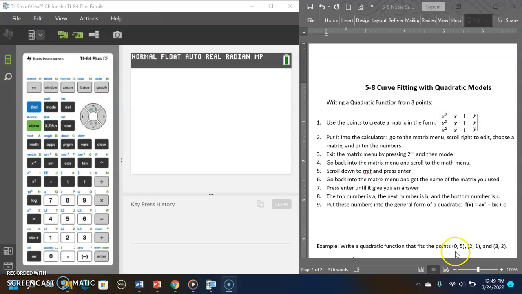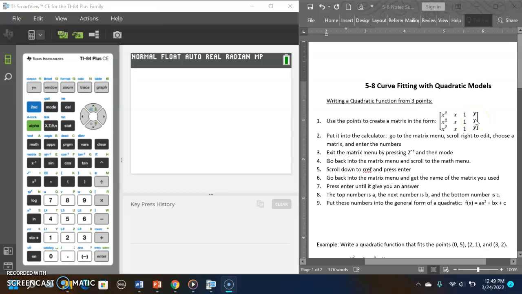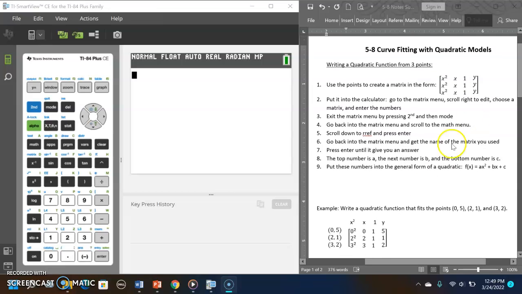So I'm going to start out by putting these points into this matrix. So I square the x value, I write the x value, I have a column of 1s for the c value, and then I have the y in the last column. So notice what I did here. 0, 5, I squared the x, keep the x, write a 1, and here's the 5. Now for 2, 1, squared the x, keep the x, write a 1, and here's the y. And 3, 2, I squared the x, keep the x, write a 1, and here's the y. So now I have my matrix.